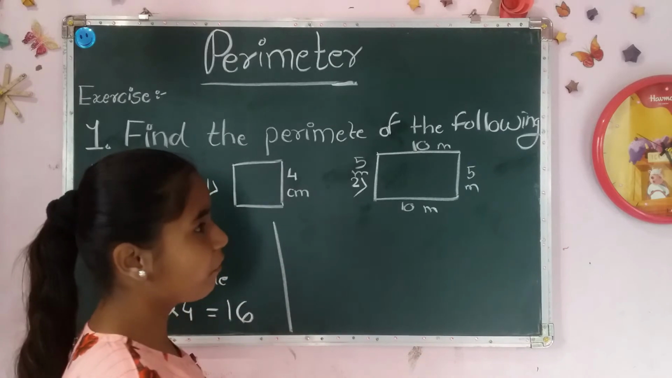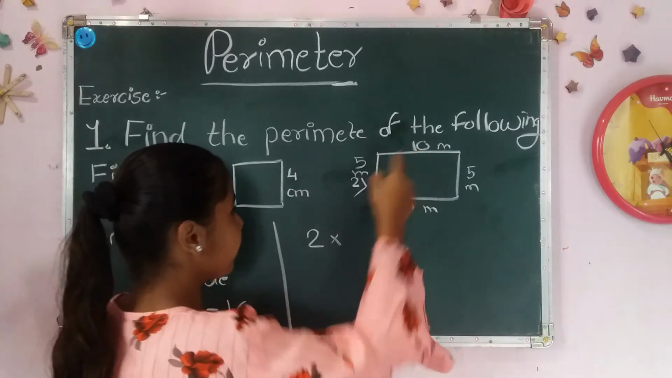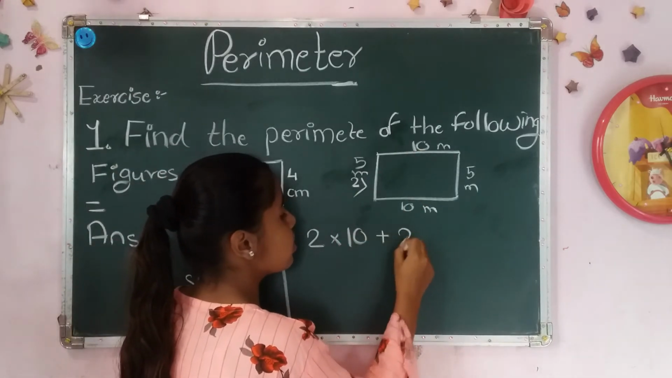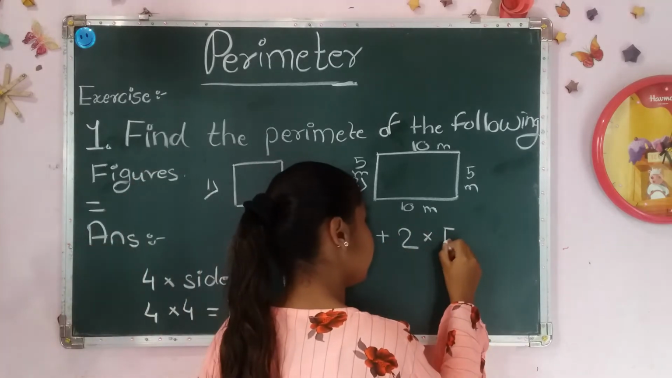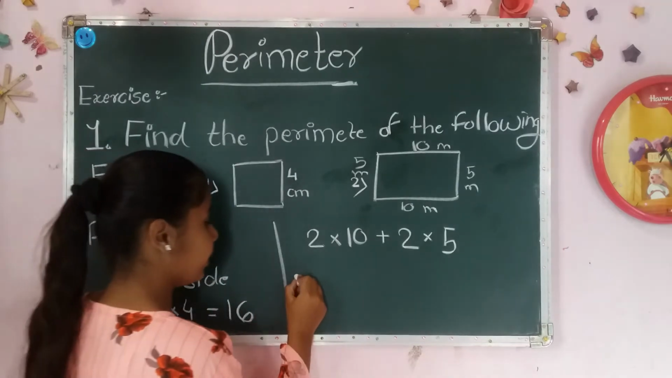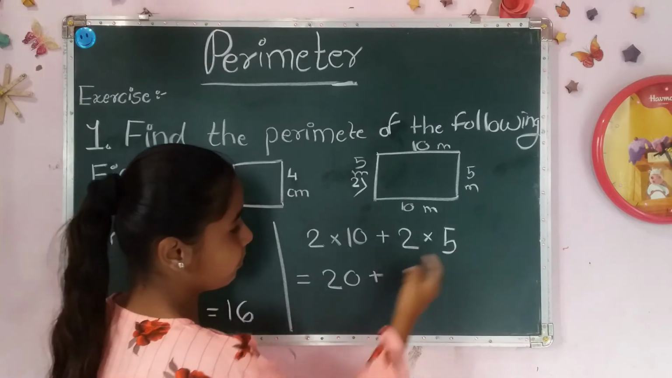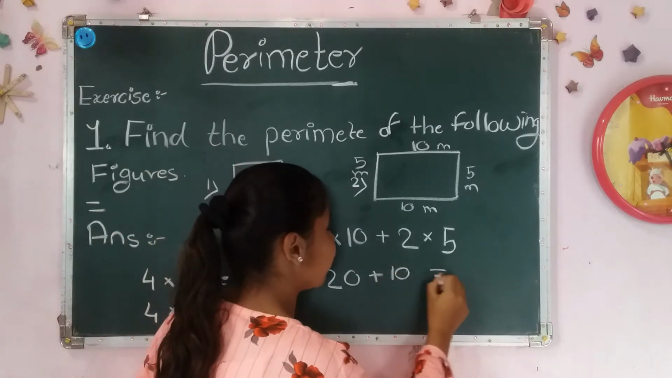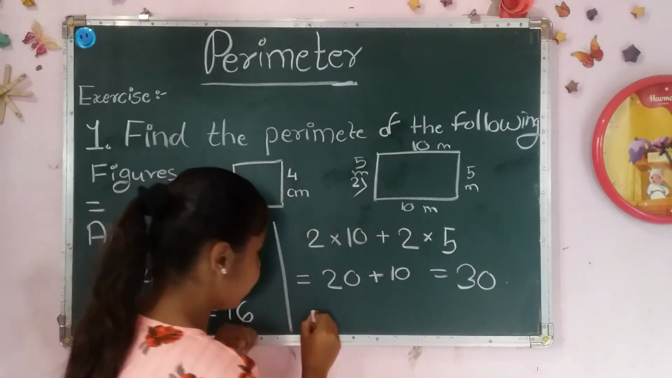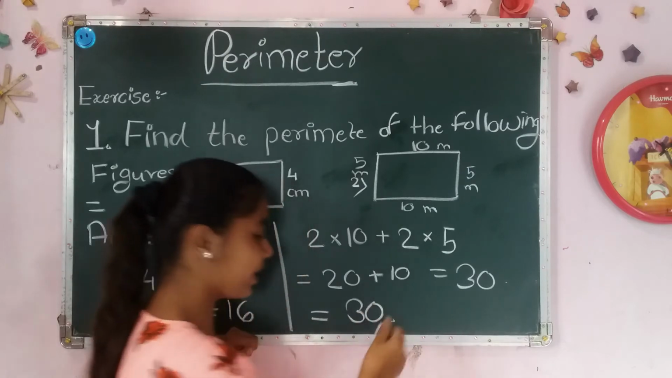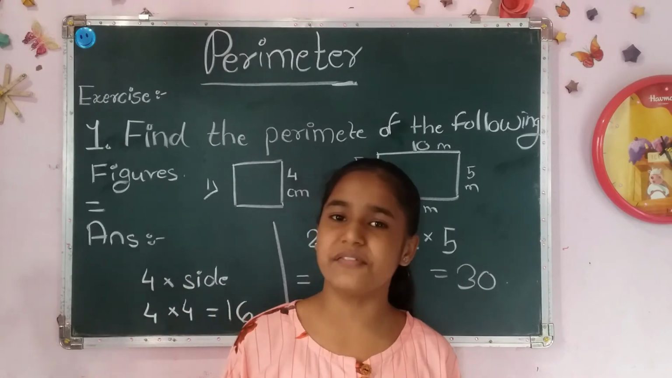What is the formula? 2 multiplied by length, which is 10, plus 2 multiplied by breadth, which is 5. Let's find it. 2 multiplied by 10 is 20, plus 2 multiplied by 5 is 10. So this is equal to 30. Very simple. The perimeter of this rectangle is 30. I think you understand it very well. Let's go for our next question.